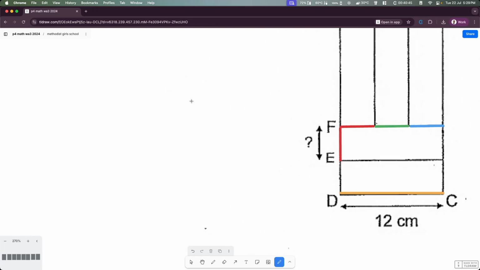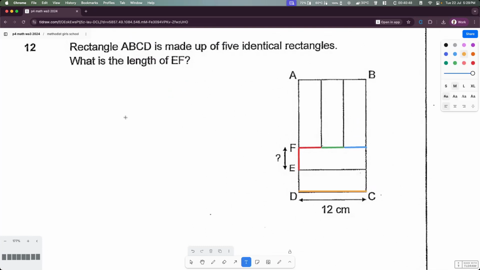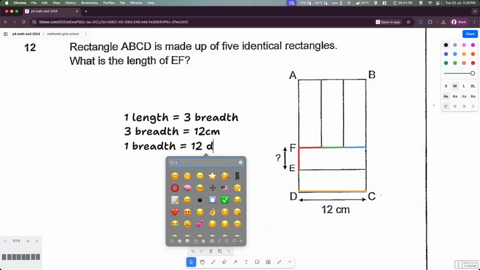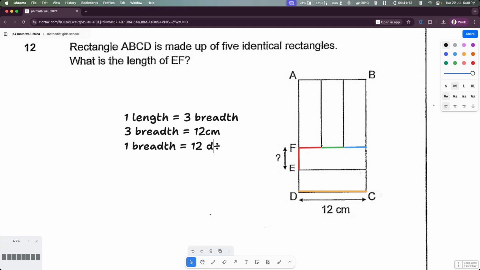Okay. So essentially, we can say that, let me put this in black. Length times breadth. So one length is equal to 3 breadth. Okay. So since we know 3 breadth is equal to 12 centimeters, then one breadth is equal to 12 divided by 3, and equal to 4 centimeters.